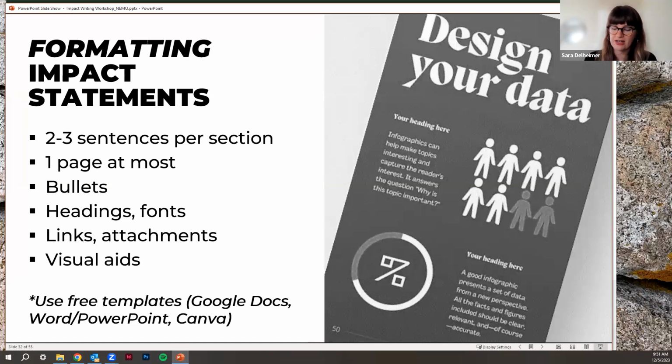And remember to take advantage of free templates. There's all sorts of things in Google Docs and Microsoft Word and PowerPoint, or free online tools like Canva. Simple tools like that can help you format an impact statement or an impact report and give it a boost and help it stand above the rest.